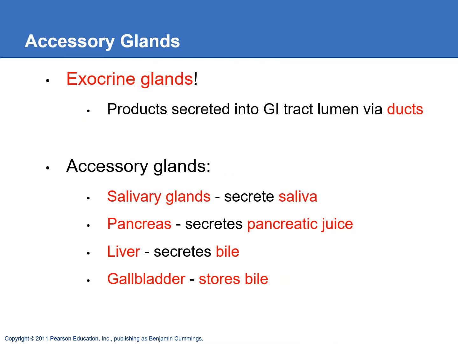The accessory glands are going to help with digestion, and they are all exocrine glands. So remember that exocrine glands have a duct that they will secrete their products through to the external environment. And remember, the inside of the GI tract is all considered external environment because it is connected to the outside. The accessory glands include the salivary glands, which secrete saliva, pancreas, which secretes pancreatic juice, liver makes the bile, and gallbladder will store the bile.